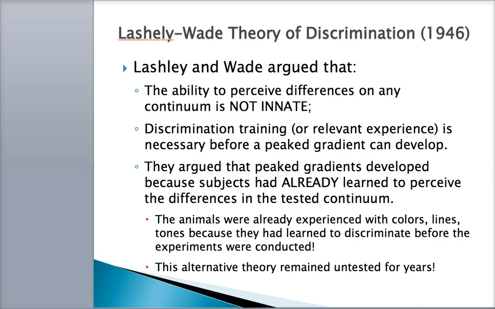So when they were being tested using colors, they already had experience with color. They had already learned that orange is more like yellow than red is, and green is more like yellow than blue is. And so the animals had already had enough experience with colors or with lines or tones or whatever was being tested because they had learned to discriminate before the experiments were ever even conducted. But just like the previous one, this alternative perspective remained untested for years.